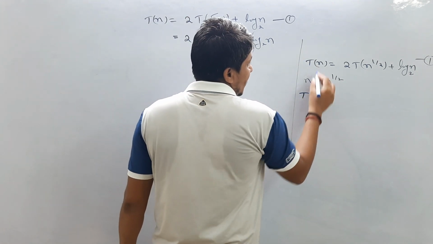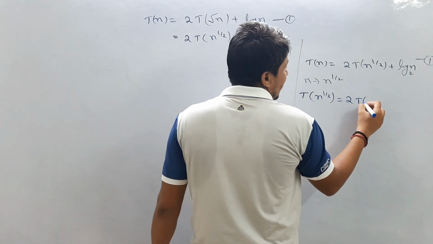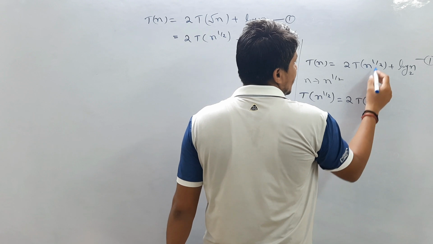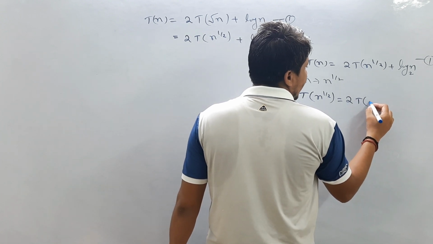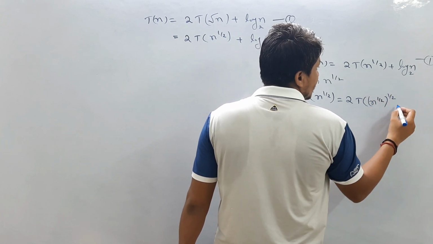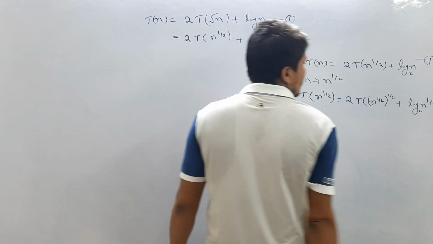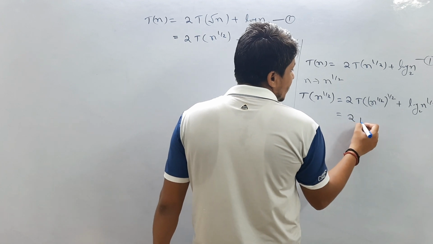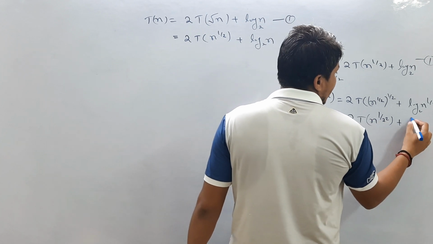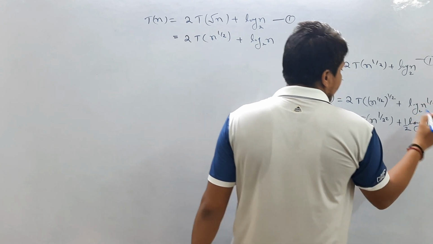So it is going to be T of n raised to power 1 by 2 equal to 2T of, if I replace this n by n raised to power 1 by 2, n raised to power 1 by 2 and that power 1 by 2 is already available, so n raised to power 1 upon 2 square, plus now it is going to be log of n raised to power 1 by 2. Let us simplify this. It is going to be 2T of n raised to power 1 upon 2 square plus log of n base 2, and this 1 by 2 will come this side.